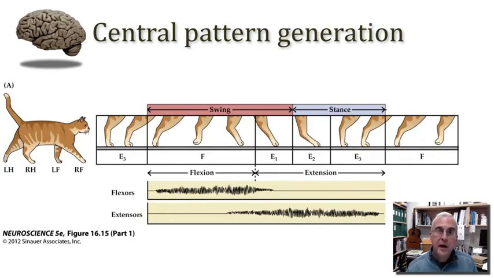It's happening within the motor columns that are supplying flexor and extensor muscles right next to each other in the same ventral horn. And there's also coordination that's happening across spinal cord segments. So how is this possible?